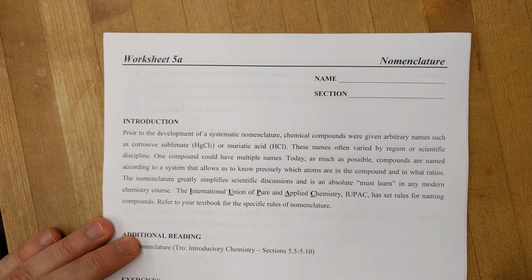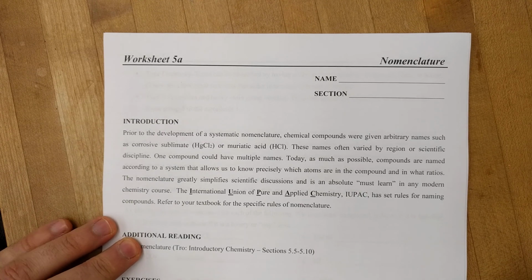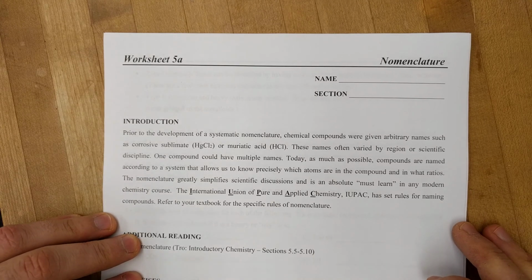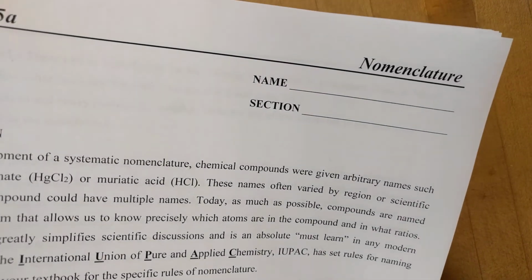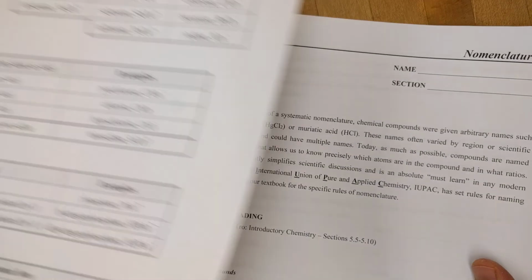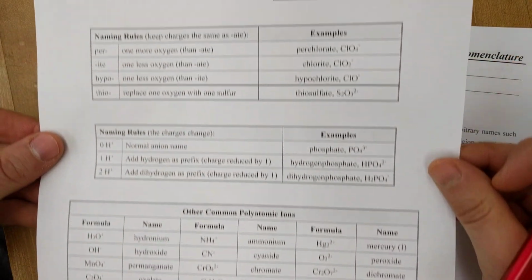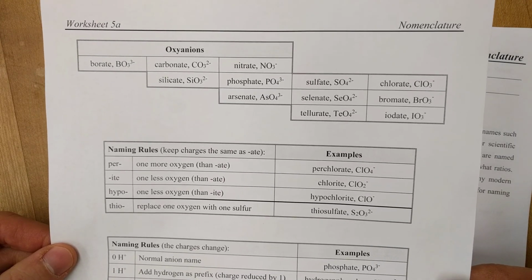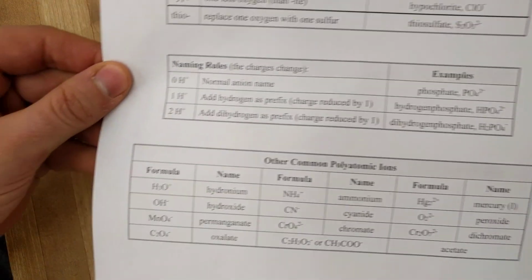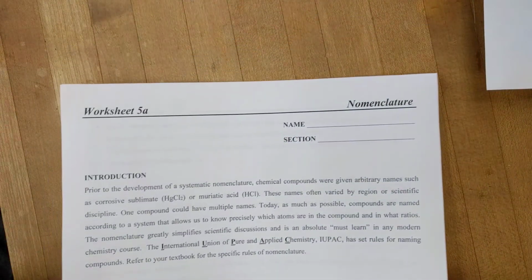I just want to give you a quick tour of worksheet 5A. The first thing to note is that the back page is essentially the same as your green sheet, and that has some information about naming polyatomic ions on it. So we're going to set that aside over here, and we'll get back to that occasionally as we need it.